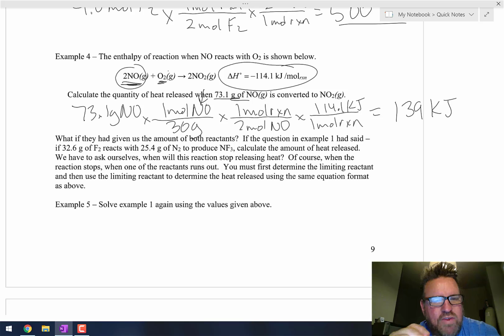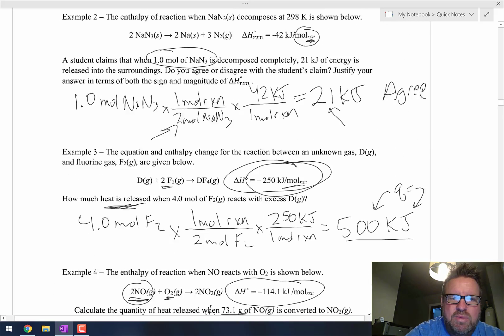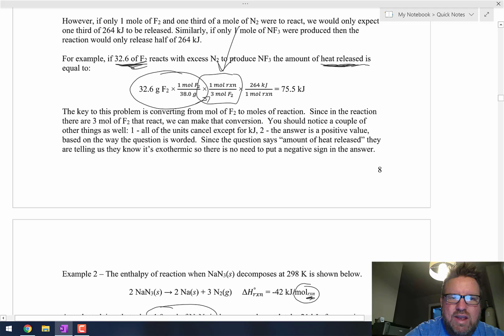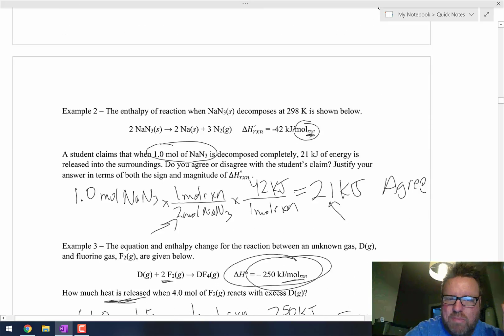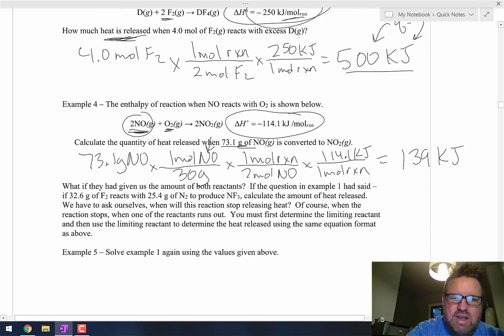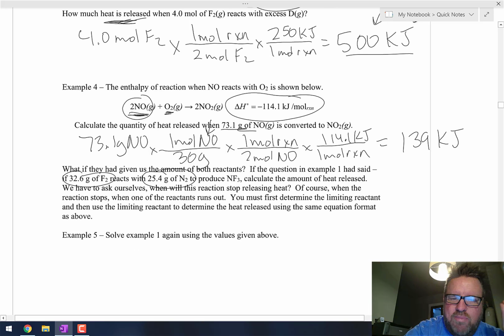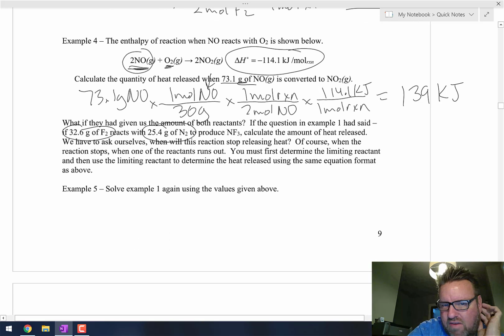But what if they give you an amount of both of the reactants? For example, going back to example question number 1, in example number 1, they had said that we had 32.6 grams of F2 that reacts with excess N2. Remember that. But what if it said you have 32.6 grams of F2 that reacts with 25.4 grams of N2 to produce NF3? Calculate the amount of heat released.